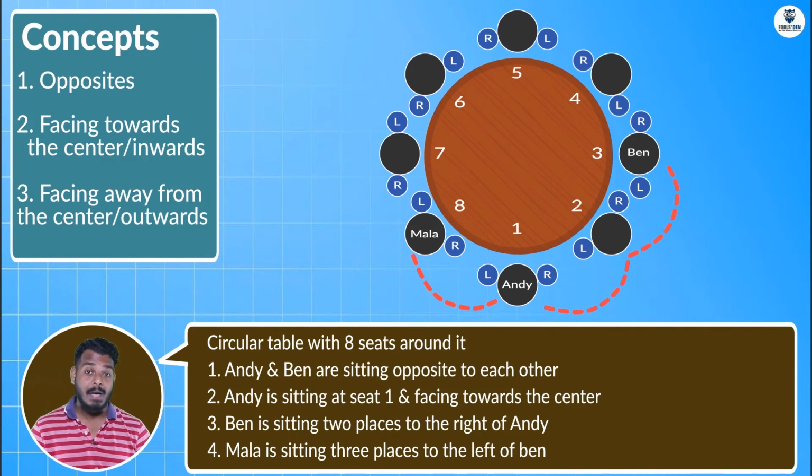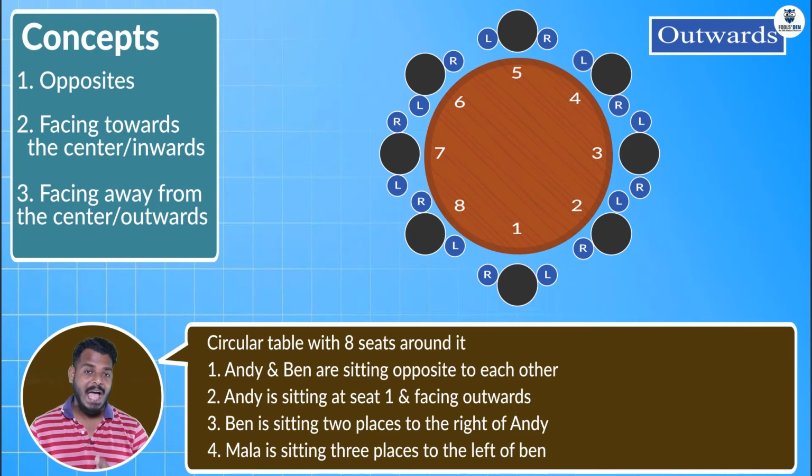Now let's take the same example, but in this case, say everyone is facing outwards, that is away from the center. So say Andy is sitting at seat number 1 facing outwards, and Ben sits 2 places to the right of Andy. So now it will be something like this, 1 and 2. So Ben would be sitting at seat number 7. And say Mala is sitting 3 places to the left of Ben. So she'd be sitting somewhere here. It will be like 1, 2 and 3. So Mala would be sitting at seat number 2.